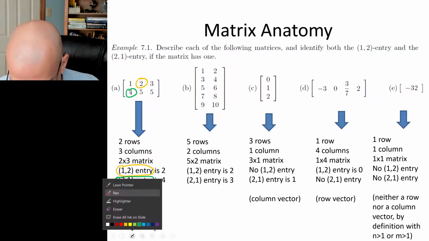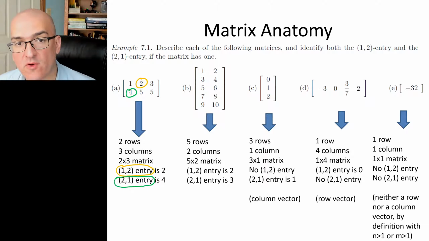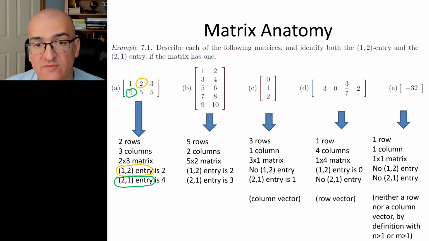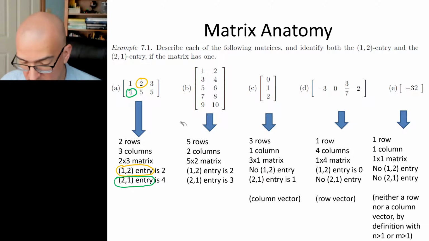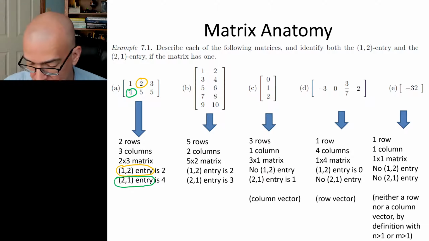The next one over, B, is a matrix that has 5 rows. So 1, 2, 3, 4, 5 rows, and 2 columns. So it's a 5 by 2 matrix. We can index the 1-2 and 2-1 entries as indicated there.